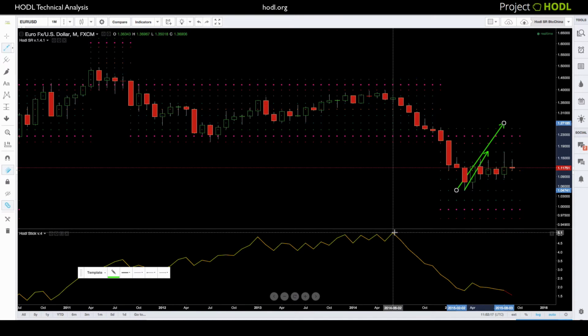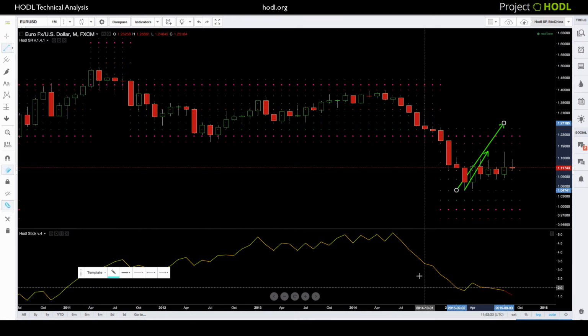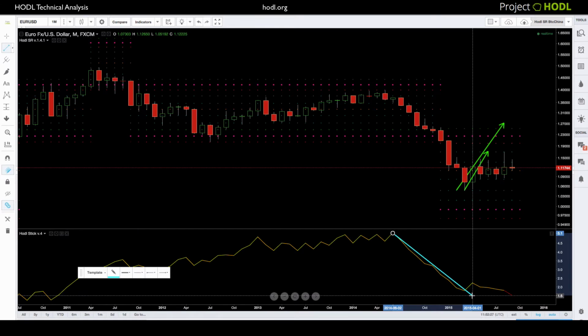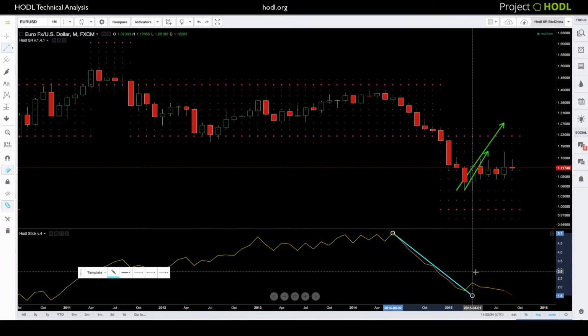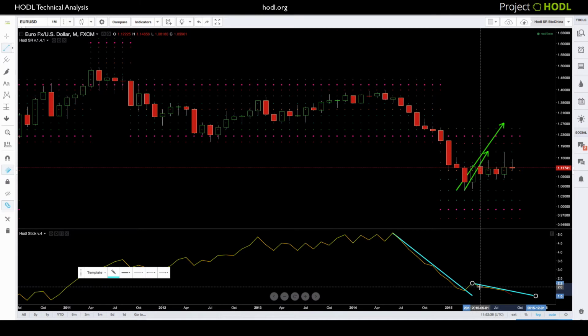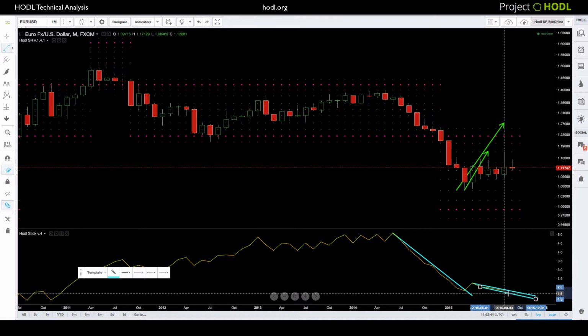Let's take a look at HODL Stick. It's pointing down. We had 2 channels. So one is from here, then we broke up a little bit. So this is the price action here, and now we have another down channel. So the stick is pulling down, which is bearish, and will be even more bearish if we break this channel. We are trying to do so.